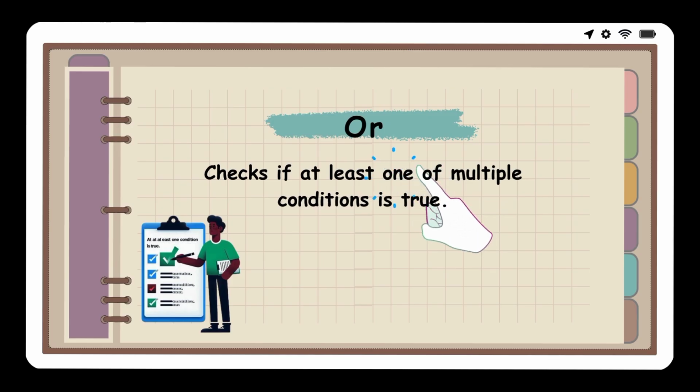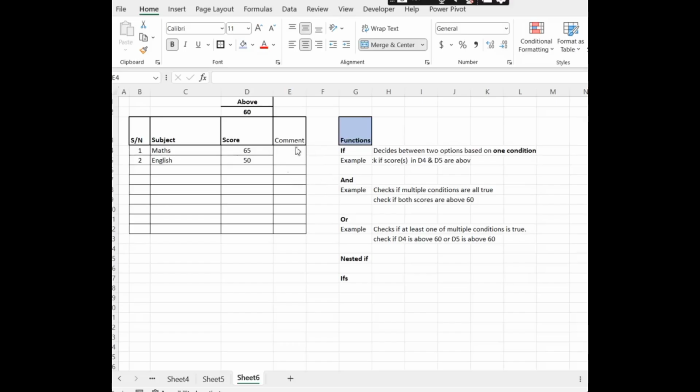So let's look at the OR function. This checks if at least one of multiple conditions is true. So it's either the math score is greater than 60 or the English score is greater than 60. One of them must be greater than 60 for it to be true. If none of them is greater than 60, then it's false, which is fail.